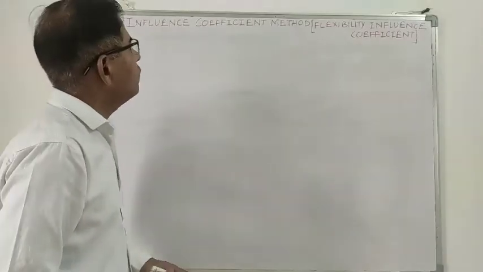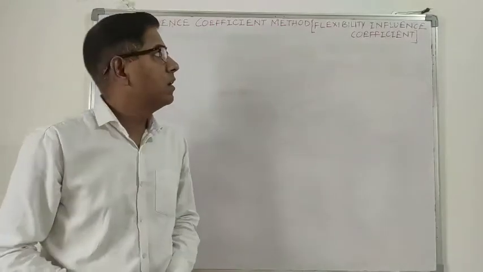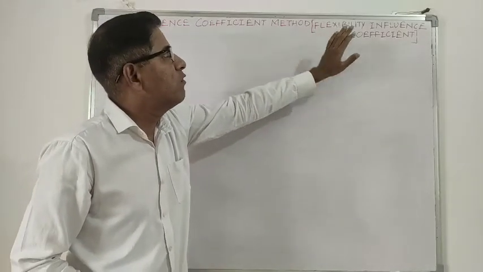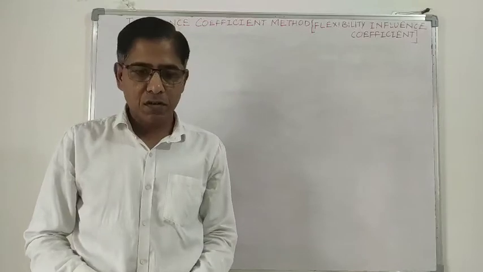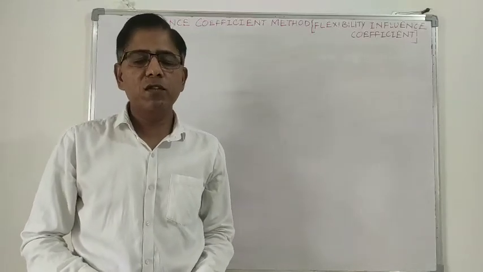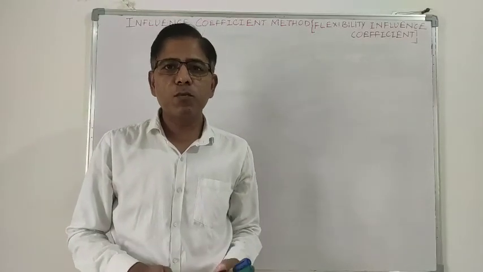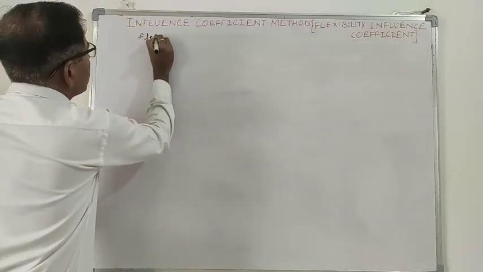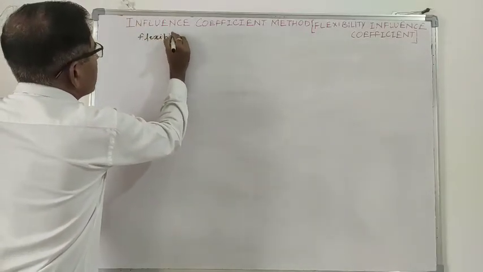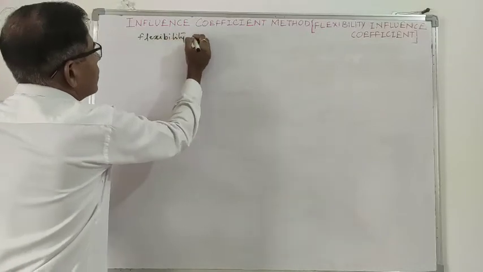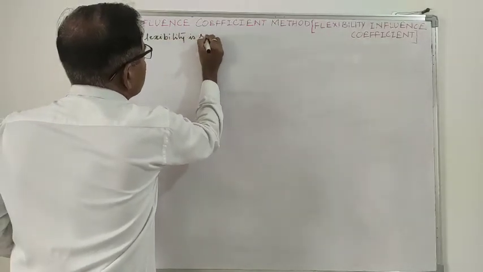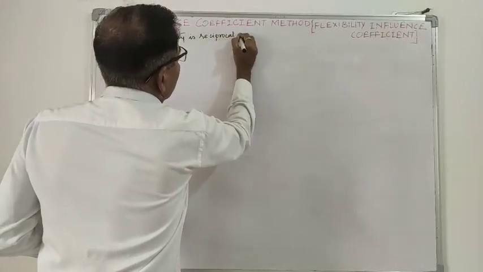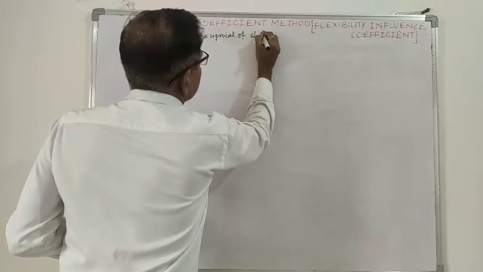Today's topic is influence coefficient method, and under the influence coefficient method we are going to see the flexibility influence coefficient. Now what is meant by flexibility? So flexibility is the reciprocal of stiffness.